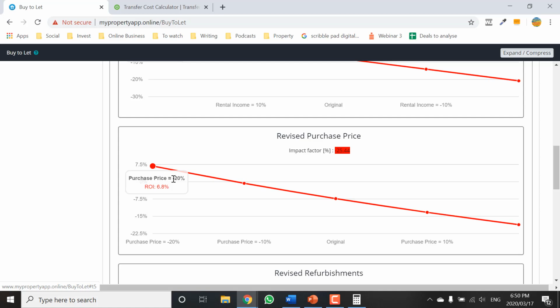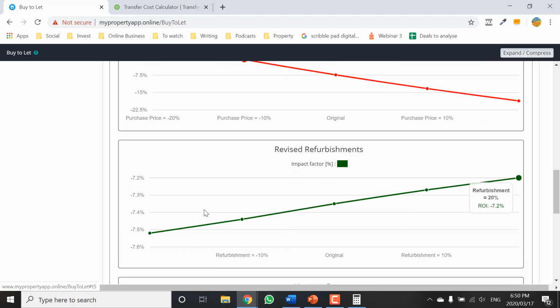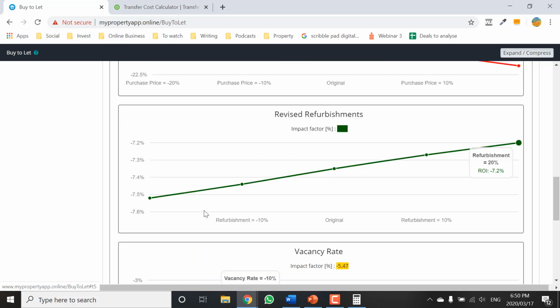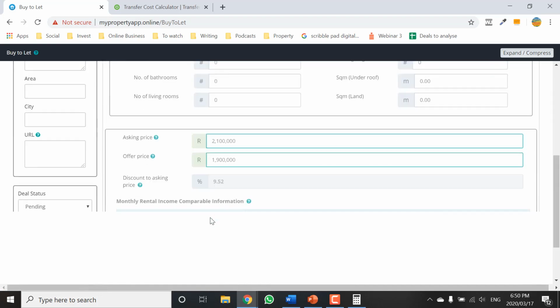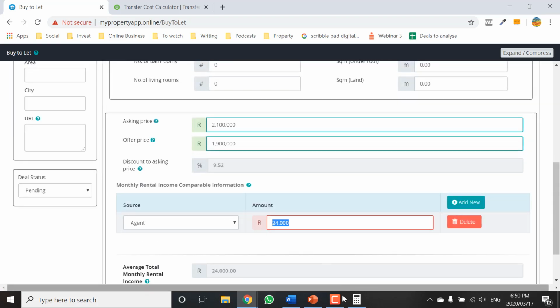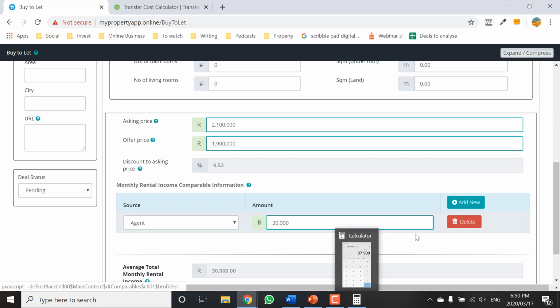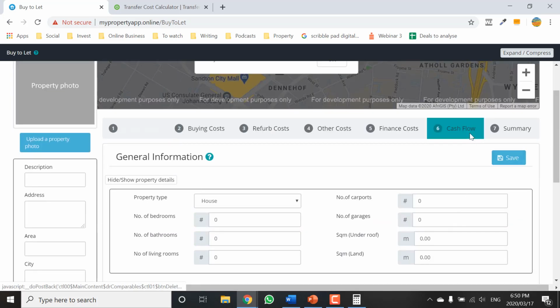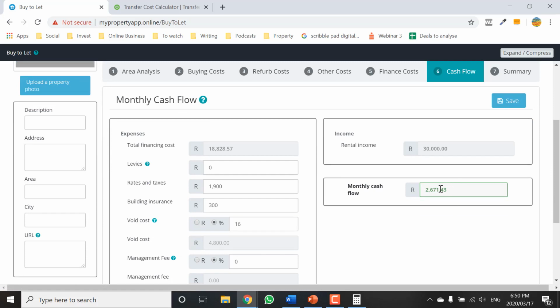Would the owner potentially accept a lower price? I'm not sure. They seem a bit uptight. Okay, so let's go back to our step one and say we're going to increase the rental by an extra 6,000 to get to 30,000. Now, if we go back to our cash flow, it is now sitting at 2,600, which is positive.